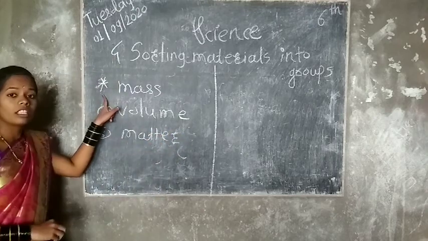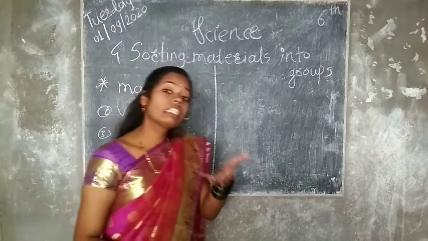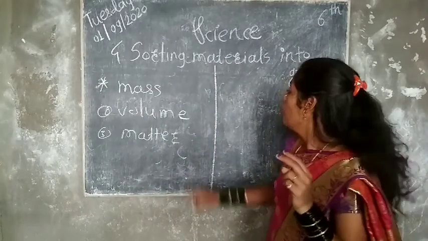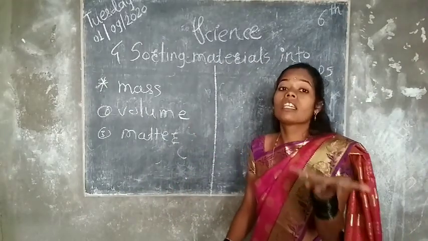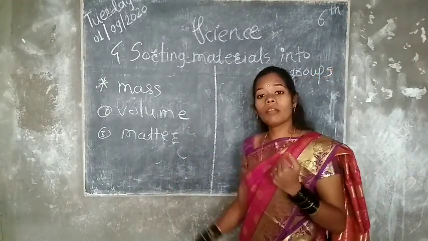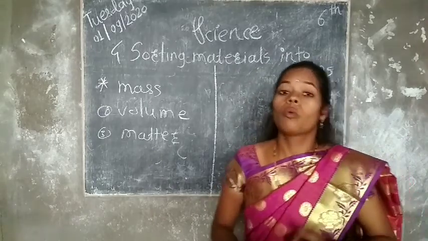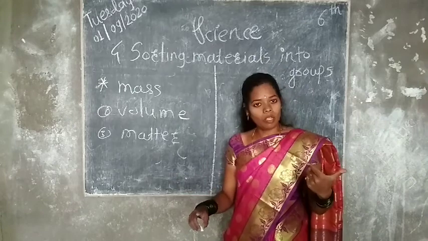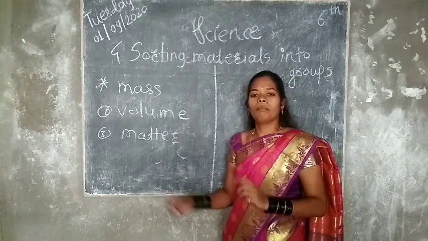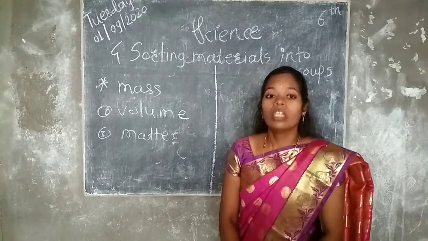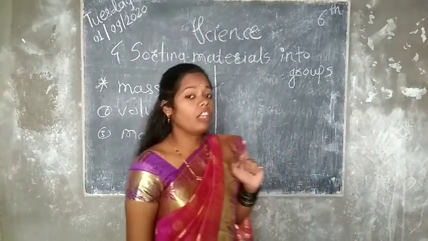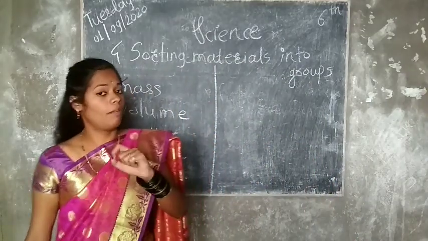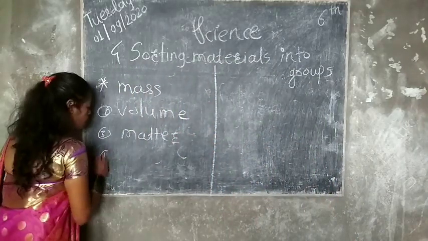What is mass? Something which it contains. Okay. Volume means which occupies space, and matter means anything which has a mass and which occupies volume, that is nothing but matter. Is that clear to you? We started three main important states of matter. Which are the three states?